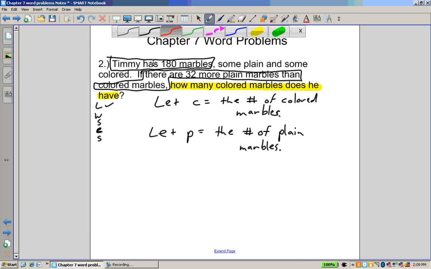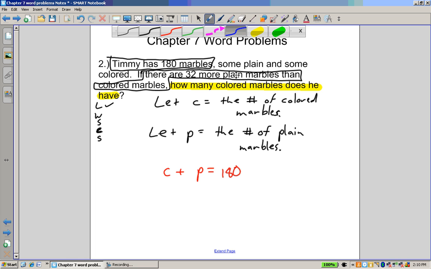Now anytime they tell me a sum, 180 marbles together, there's two different types and there's 180 marbles, that's an equation right there. The colored marbles that you have plus the plain marbles that you have, the sum is 180. You can add them up and that adds up to 180. Now also, there's another equation lying there somewhere that says there's 32 more plain marbles than colored marbles. Well, there's different ways you could write this. My favorite way of doing it is to say, you know what, how many more, which one has more, the plain or the colored?